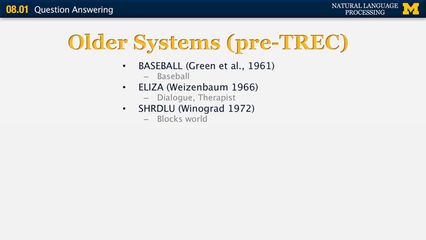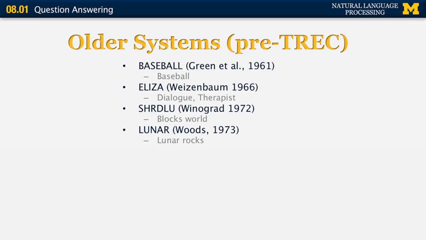The third one, which I would like to discuss in more detail in a few minutes, is SHRDLU, which was built by Terry Winograd in the early 70s. That one had to deal with questions about the simulated world of blocks. You had red blocks and green blocks and square blocks and round blocks, and the system was able to manipulate that world by putting blocks on top of each other and by asking and answering questions about them.